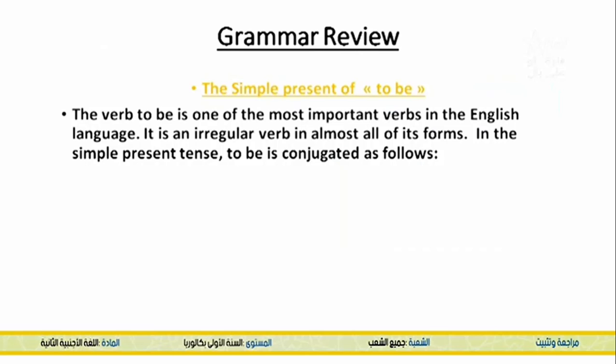Now, let's move to a grammar review. In this review, we're going to target the simple present of to be. As you know, the verb to be is one of the most important verbs in the English language. It is an irregular verb in almost all of its forms. In the simple present tense, to be is conjugated as follows.